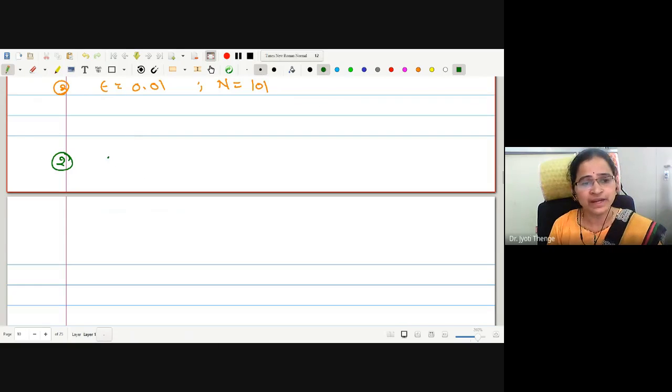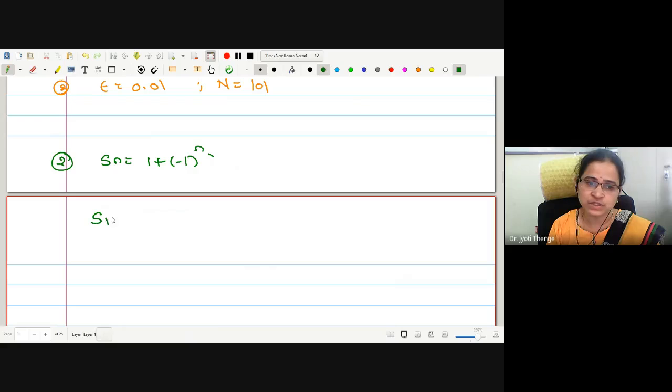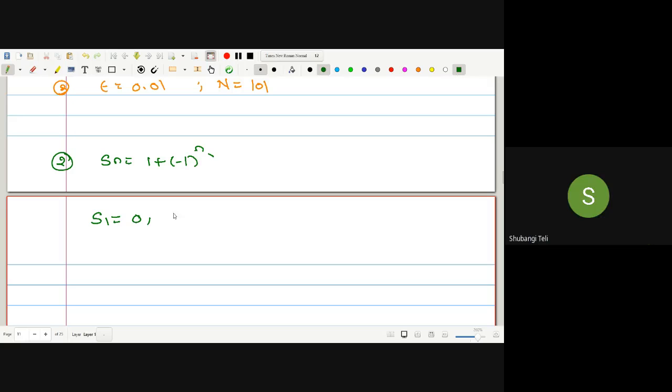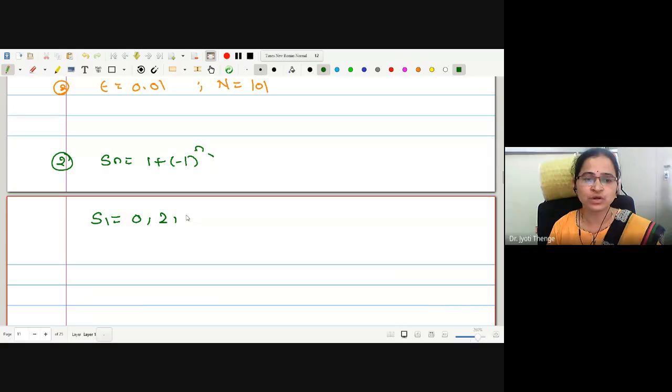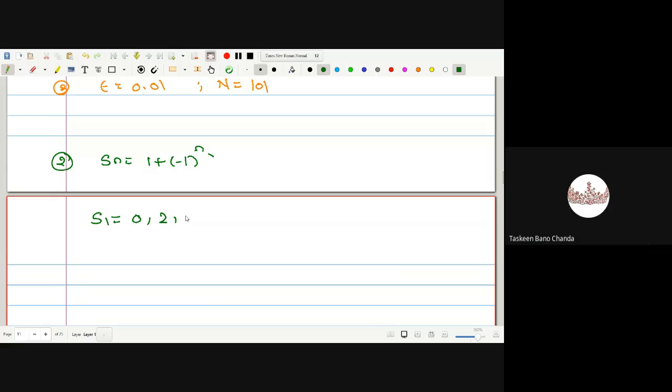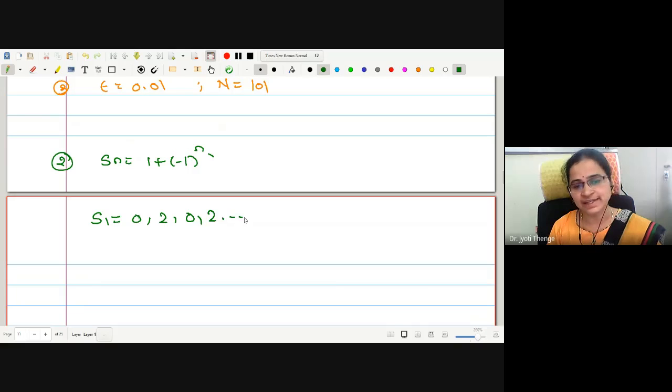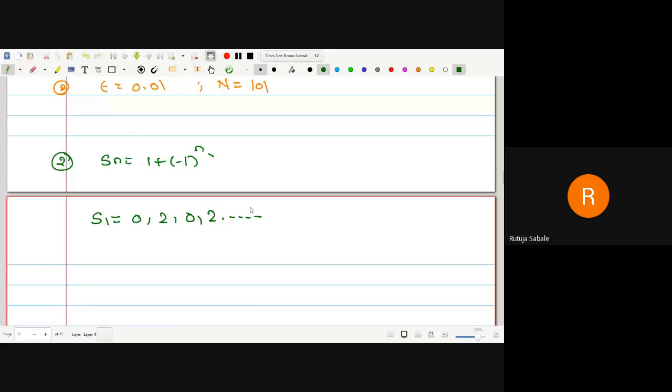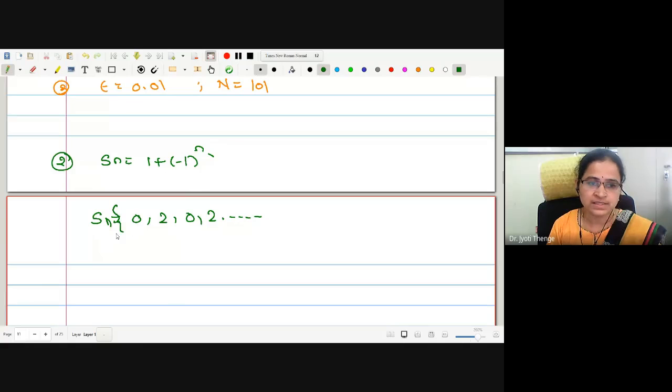Right? So if I take another example, say 1 plus minus 1 raised to n. What are the sequence points? What is the first point for n equal to 1? If I take n equal to 1, the value is 1 minus 1, which is 0. For n equal to 2, it is 2. Again for n equal to 3, it is 0. Then 2, then 0. It means it's an oscillating sequence.